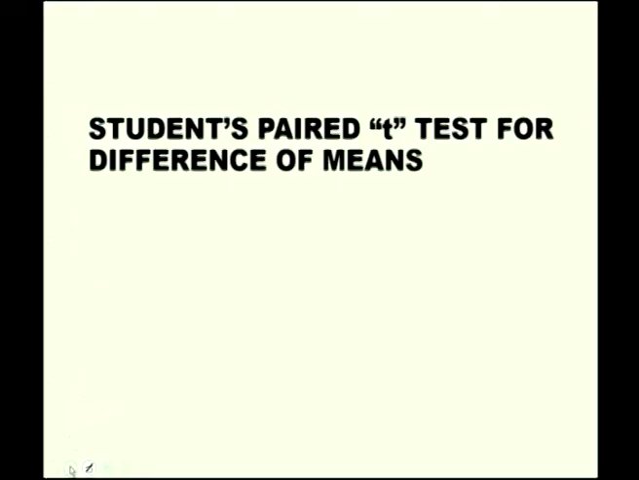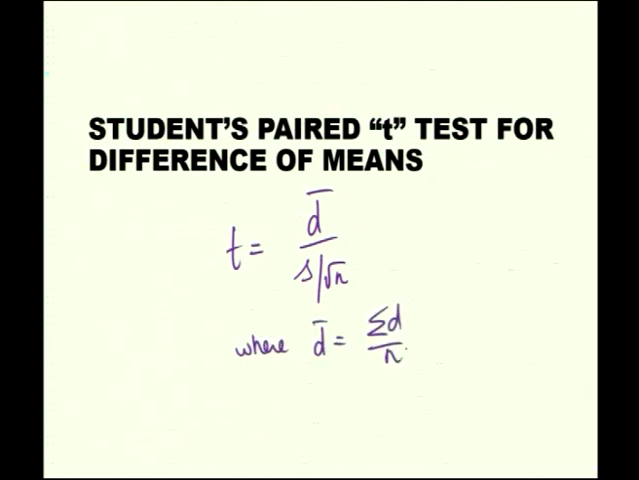So, it becomes paired observations. The t formula is given as t is equal to d bar divided by s by root n, where d bar is equal to summation d by n, where d is the difference between the two types of observations, and s is equal to root of summation d square by n minus d bar square.